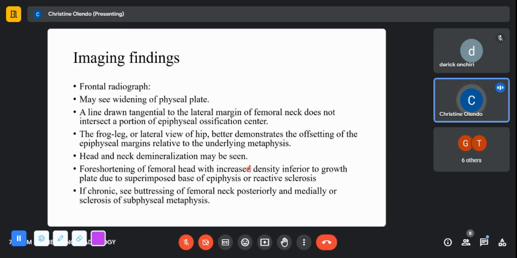You can have head and neck demineralization, and shortening of the femoral head with increased density inferior to the growth plates due to the superimposed base of the epiphysis or a reactive sclerosis, which may cause the shortening of the femoral head. If it's chronic, you can see buttressing of the femoral neck both posteriorly and medially, or sclerosis of the subphyseal metaphysis.